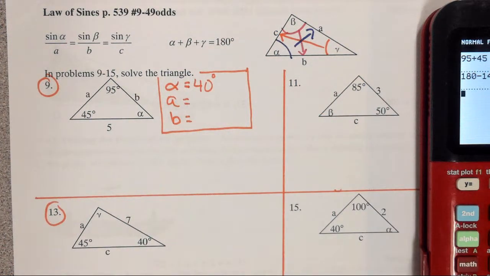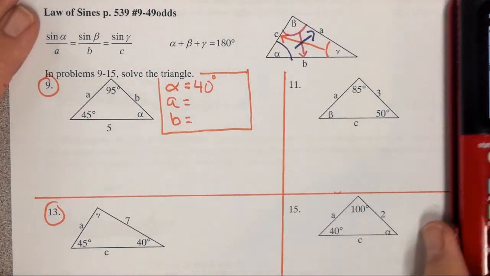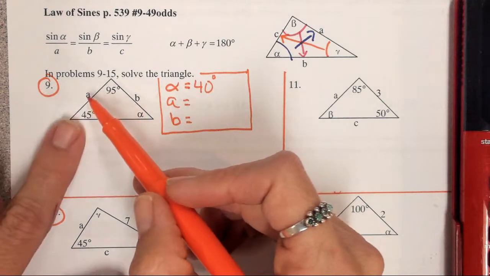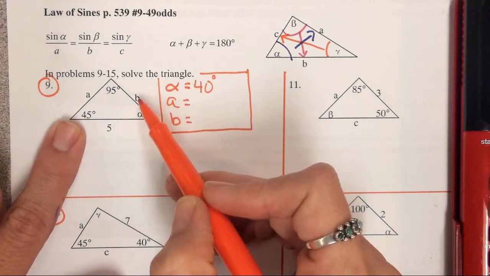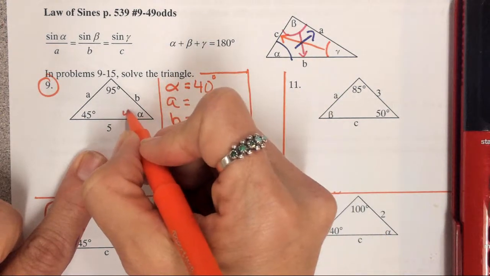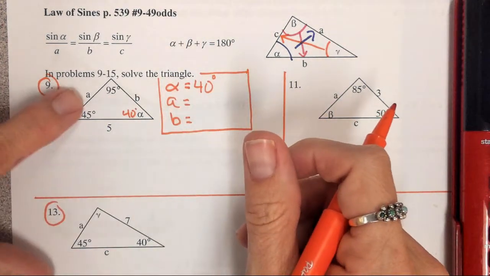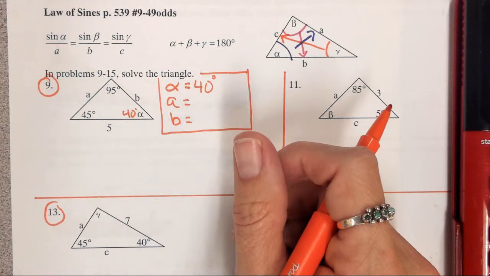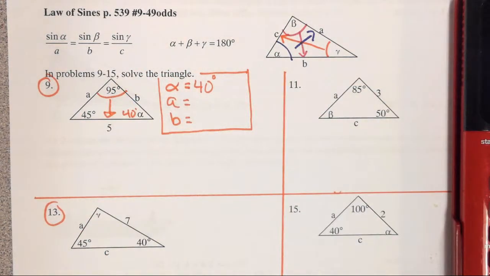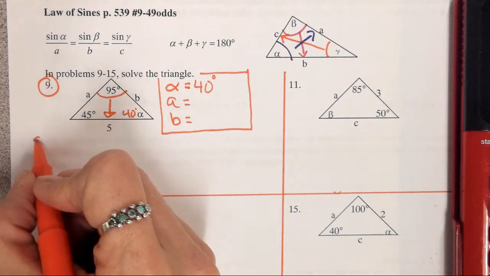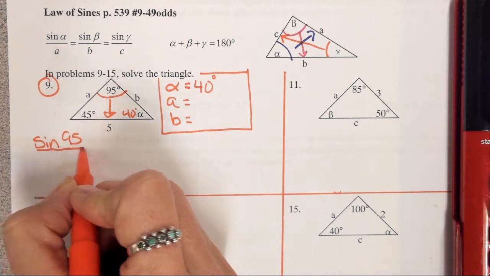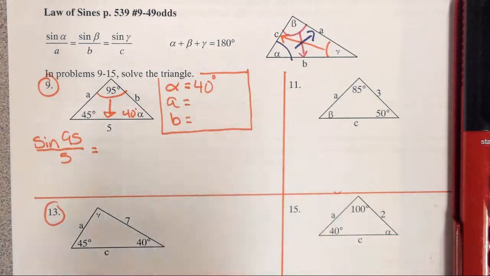Okay, so to set up one of these ratios, I'm going to take an angle and a side opposite. I do have this 45-degree angle, but I don't know the side opposite. I do know that alpha right here is 40 degrees, but again, I don't know the side opposite. I know that this is 95 degrees and the side opposite is 5. So that's the very first fraction I'm going to write. Sine of 95 is over 5 is equal to.